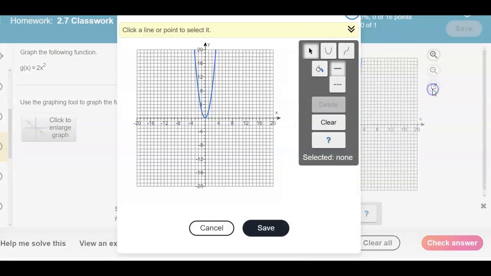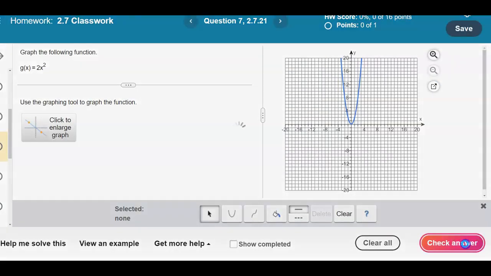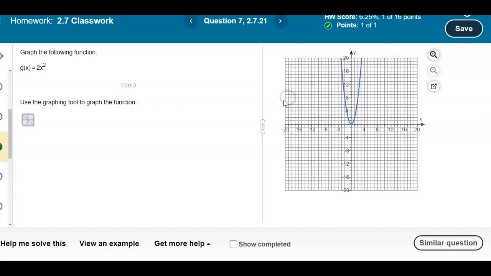Now, if you take a look at this graph, you're going to see the following. It goes through 0, 0, it goes to 1, 2, and then negative 1, 2, and then negative 3 all the way to 18. So that verifies our points. So let's check our answer, and there is our result.